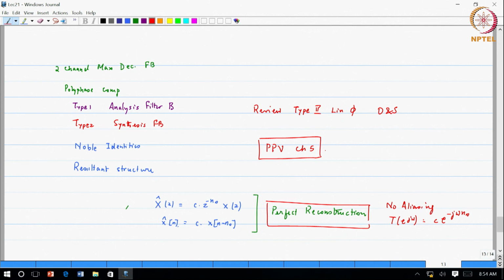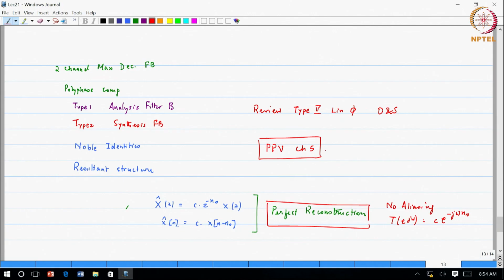We plug in, we see what is the condition that we get. So, the key question is how do we solve, do either of these options give us a solution where we can satisfy x hat of z is equal to c times z to the power minus n naught times x of z, or in other words x hat of n equal to c times x of n minus n naught. Why is this? Because this is what we refer to as perfect reconstruction. You are reconstructing it to within a scale factor and a delay, perfect reconstruction.